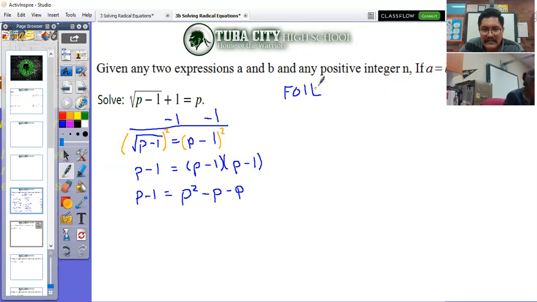And last step, which also means last, -1 times -1. So negative times a negative is going to be positive, and 1 times 1 is 1. So I end up with just that.